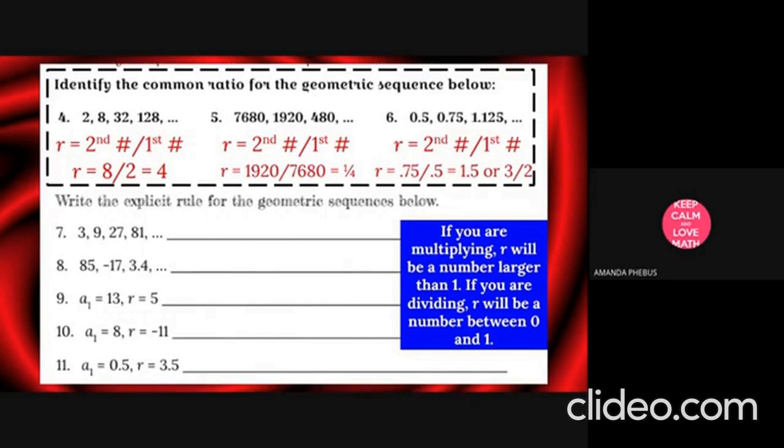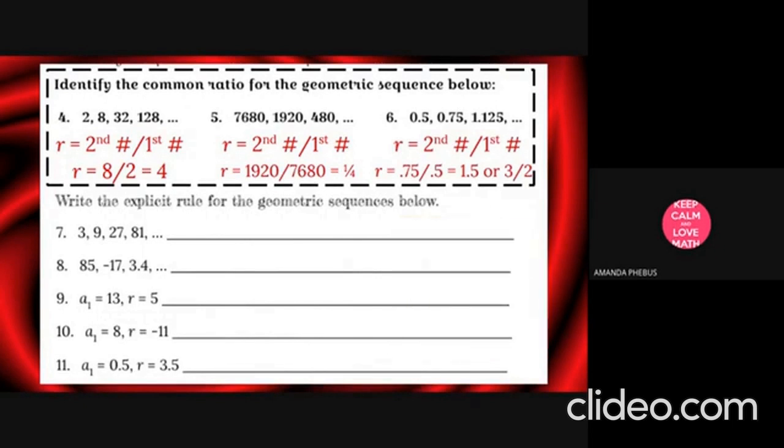All right, number 7 and 8, we're going to write the explicit rule, but we have a little bit more work ahead of us than 9, 10, and 11. 9, 10, and 11 pretty much give you everything that you need. 7 and 8, you have to figure out the first term and the common ratio. So here I've got all set up. I'm just going to replace a sub 1 with the first term and r with common ratio, and then we'll be done writing the explicit rule.